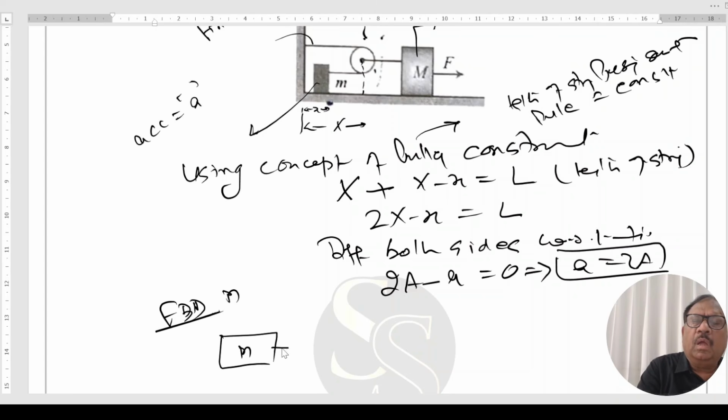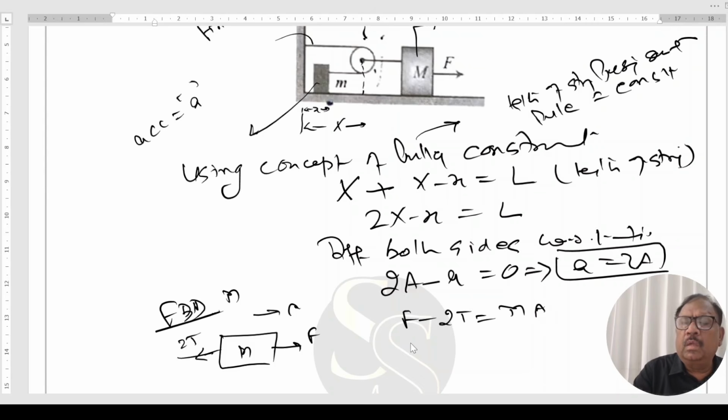M F. 2T A. F minus 2T equal to M into A. And for the second block, take small m.